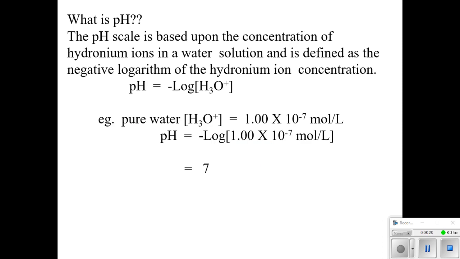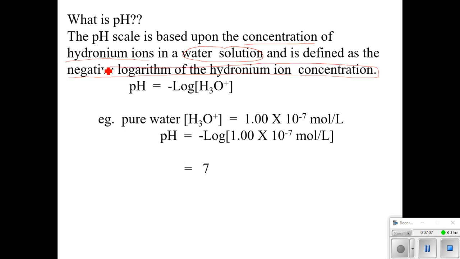So the pH scale, we see the basic range of the pH scale going from 0 to 14, 7 being neutral on the pH scale. So the pH scale is based upon the concentration of hydronium ions in a water solution. So if we have more hydronium ions, we're going to have a lower pH again. If we have fewer hydronium ions, then we're going to have a higher pH. So this is the actual definition of the pH scale. It is the negative logarithm of the hydronium ion concentration.